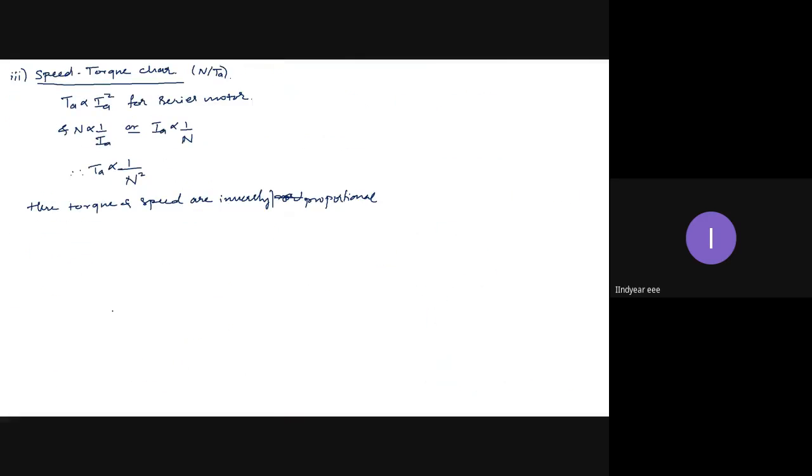Inversely proportional. Therefore the characteristic goes like this. This is torque, this is speed. Okay. So at lower torque, speed is high. At higher torque, speed is less.